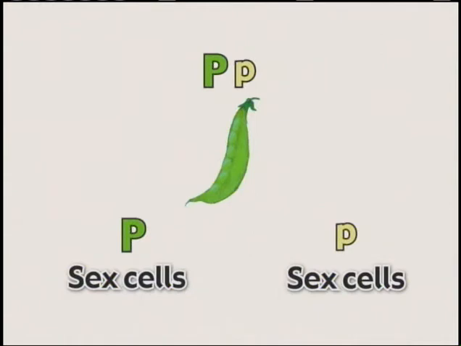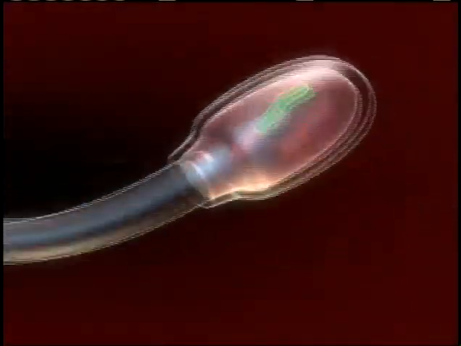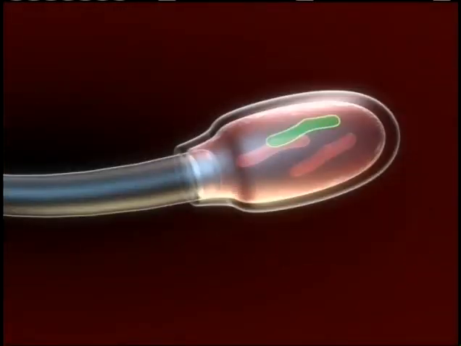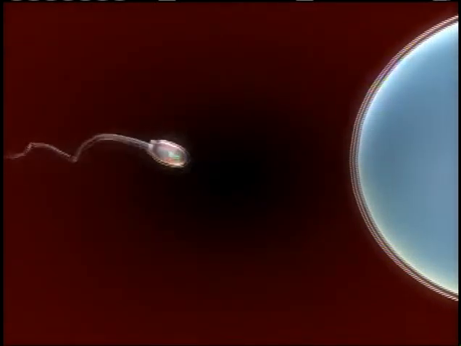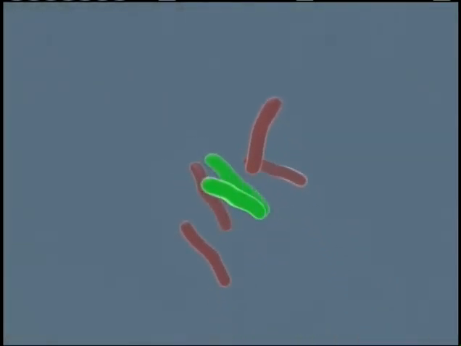In the process of sexual reproduction, the male sex cell carrying a trait unites with the female sex cell carrying another trait to form a fertilized egg which eventually grows into a new plant. Each fertilized egg contains one gene from the mother and another gene from the father, for a specific trait.